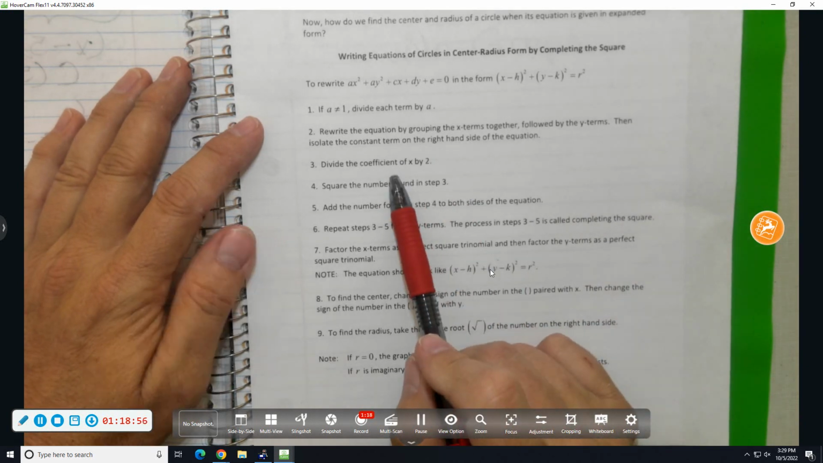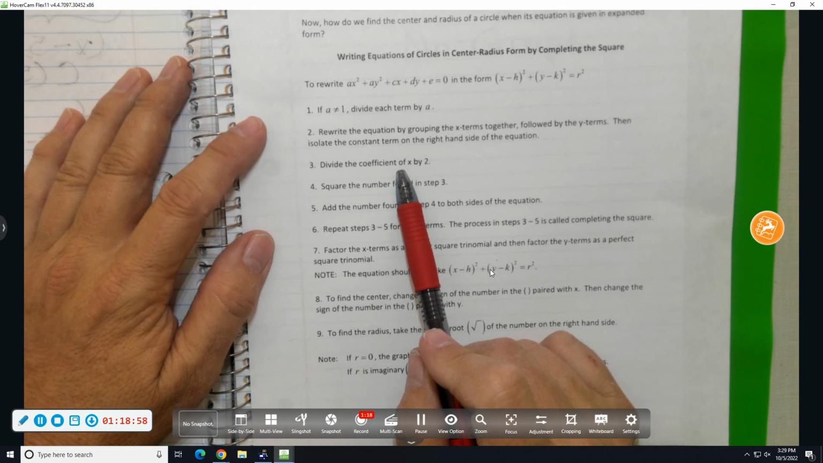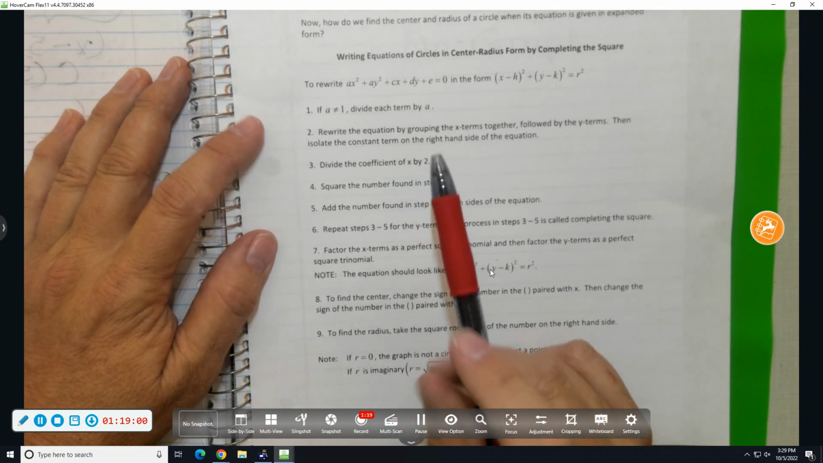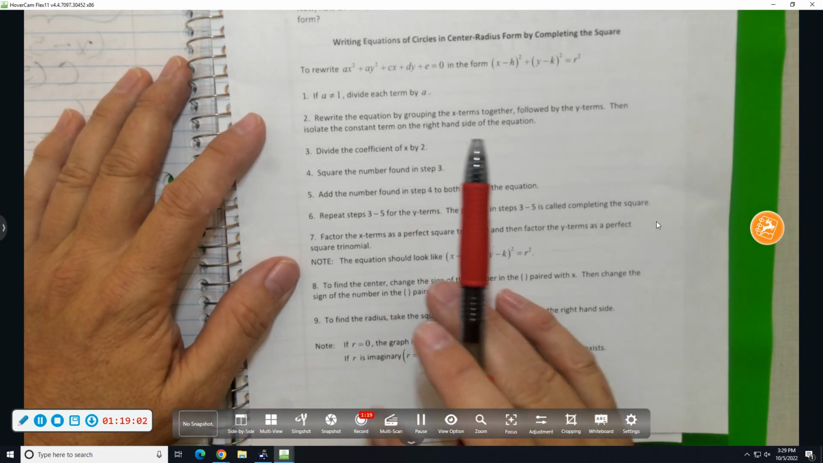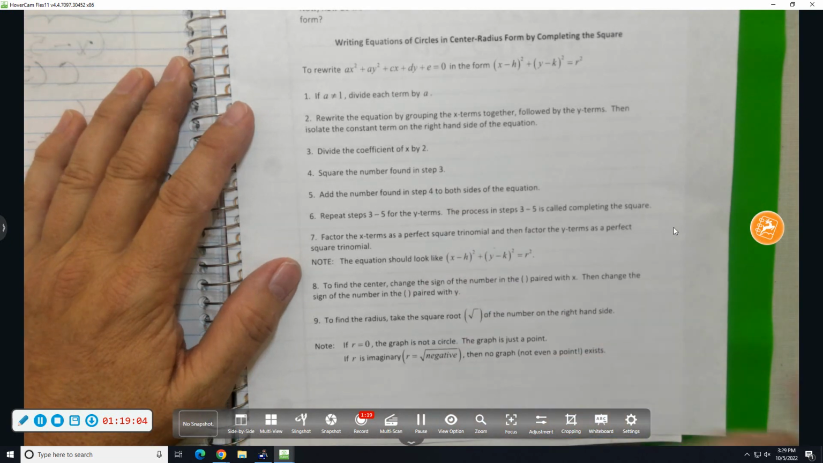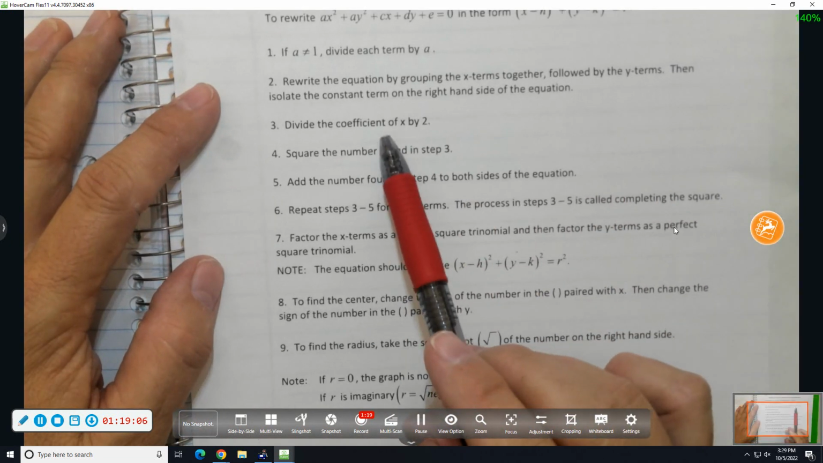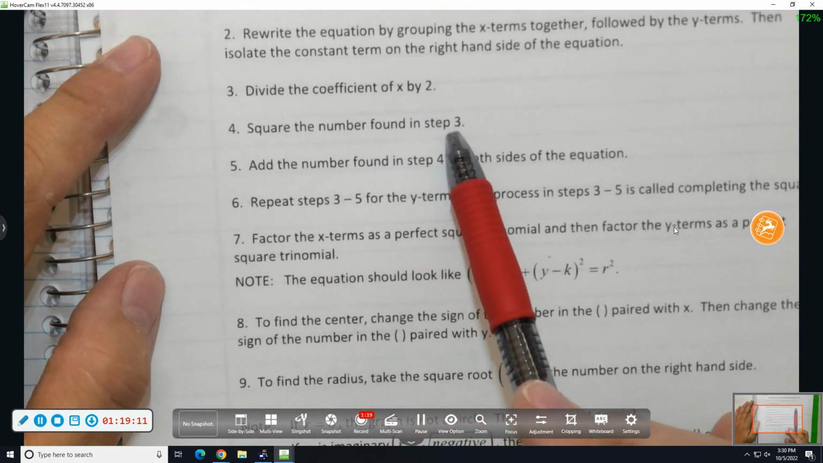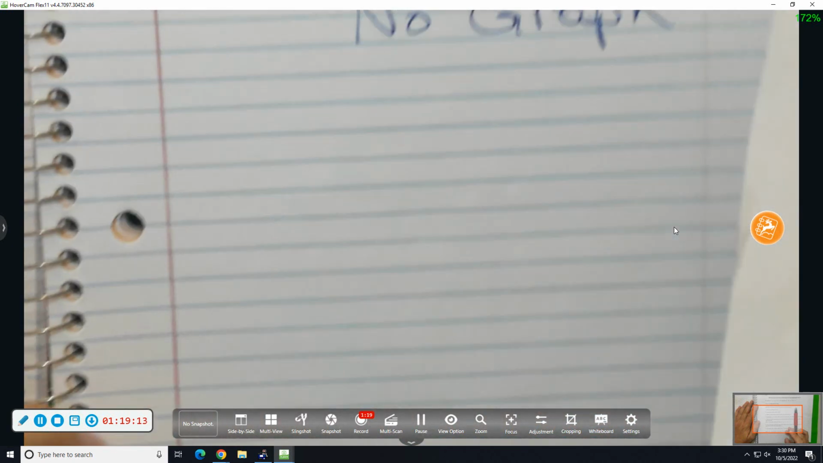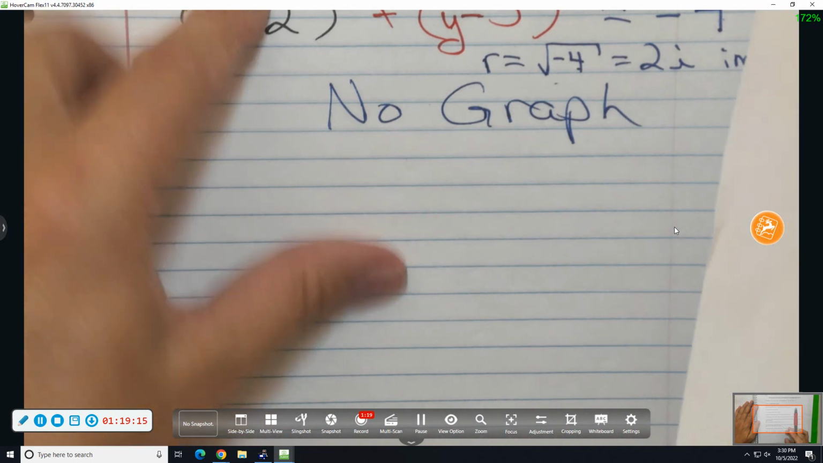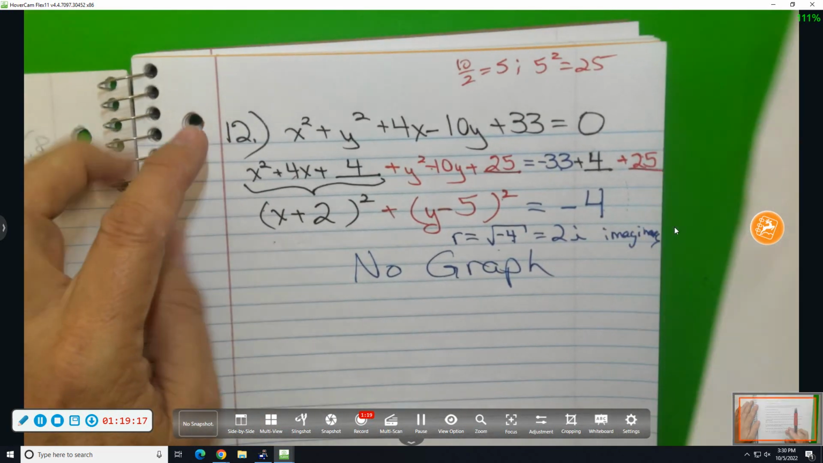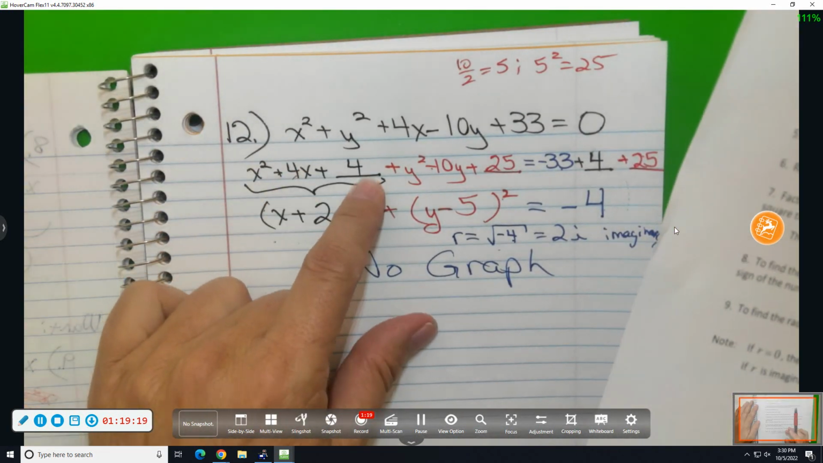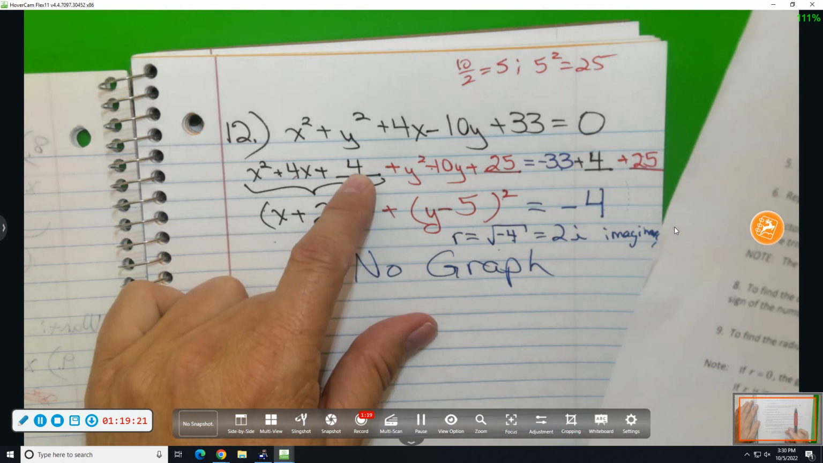I did it right on there. Draw a plus blank after each of them, because it just sounded stupid. But you always draw plus blank, plus blank. Can you blow that up some? Divide the coefficient of x by 2 and square the number found in step 3. That's what we were doing here. Divide it by 2 and then square it. That's how I got that number 4, right up here.